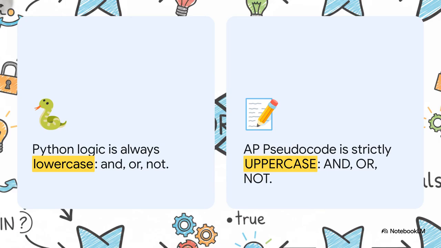Now, I want to point out a visual difference here because this is a major trap for new programmers. In Python, logical operators like and, or, and not are always written in lowercase, always. But in AP's pseudocode, they are strictly uppercase. Capitalization matters so much here. If you're coding in Python and you accidentally type a big uppercase AND, it's going to throw a name error and just crash your program. So yeah, always keep your Python logic lowercase.